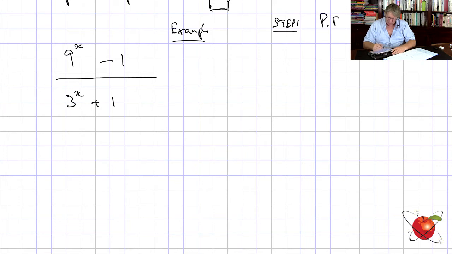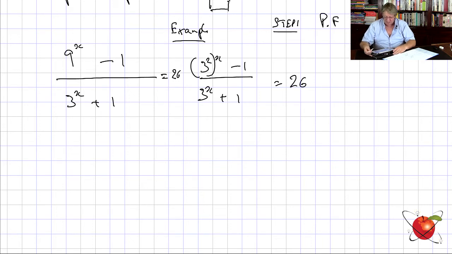Step 1, prime factor. Well, 9 I can write as 3 squared, to the power of x minus 1, over 3 to the x plus 1, equals 26. Now, I haven't written 26 as a prime factor yet, because I know how this is going to transpire, but in essence, you could if you wish. But often, we just leave the right-hand side if it's not involved at this stage. Then step 2 was remove brackets.